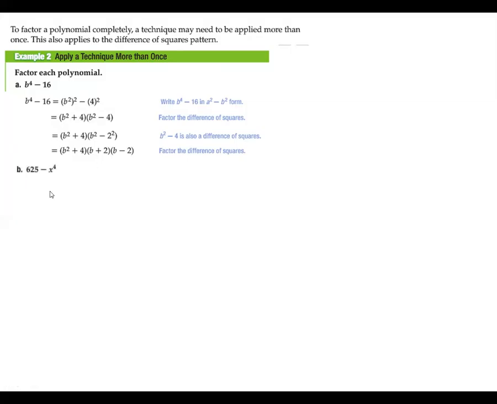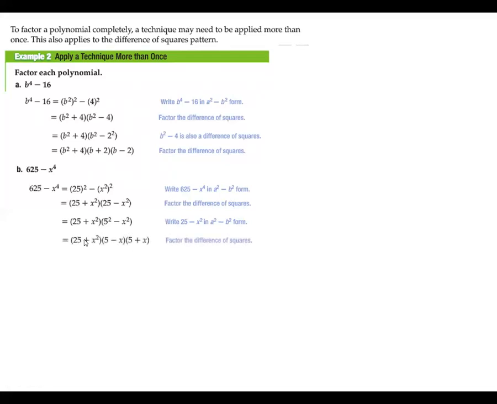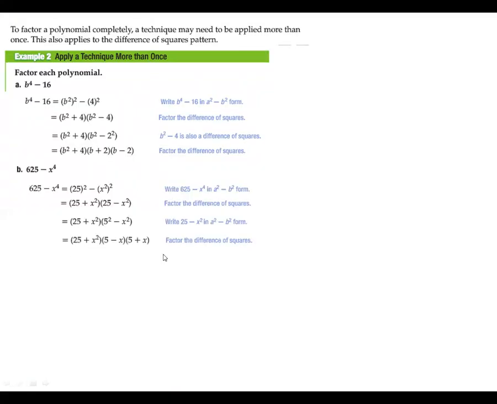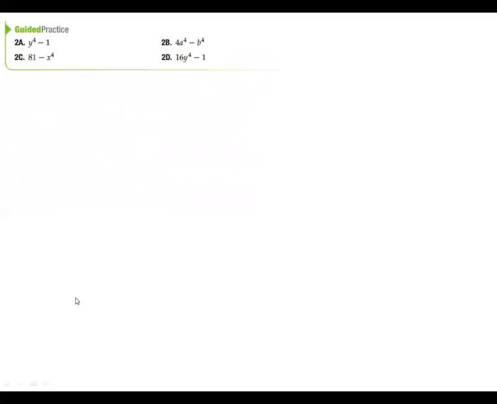All right, 625 minus x to the 4th, you could write as 25 squared minus x squared squared, which is 25 plus x squared and 25 minus x squared. The 25 minus x squared, you could factor as 5 squared minus x squared, so it becomes 25 plus x squared times 5 minus x times 5 plus x. Let me back up here a second, just to make sure you had time to get that. Okay. All right, here's a couple for you to try. Go ahead and pause the video.